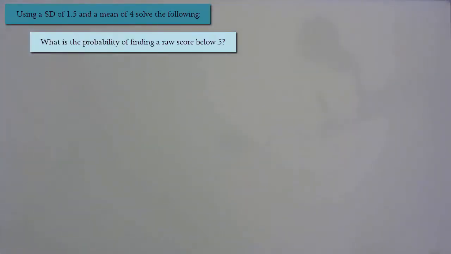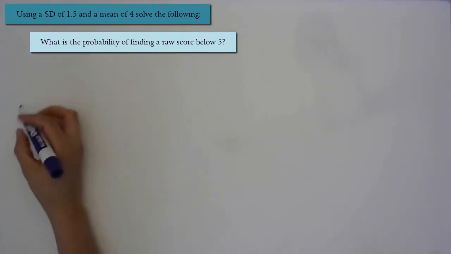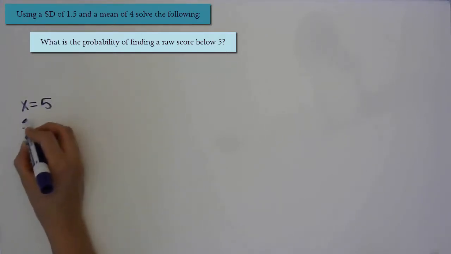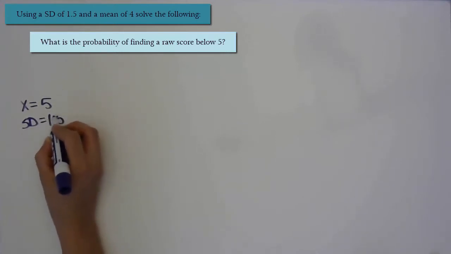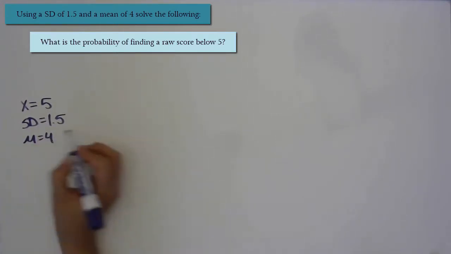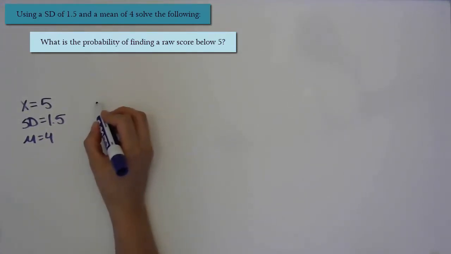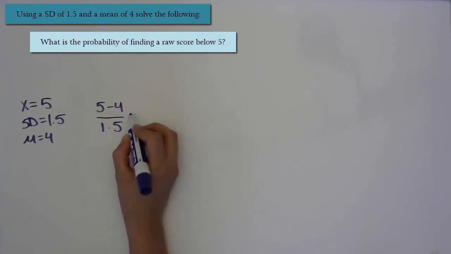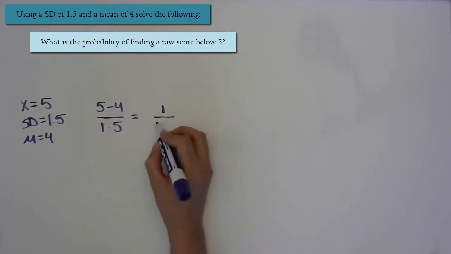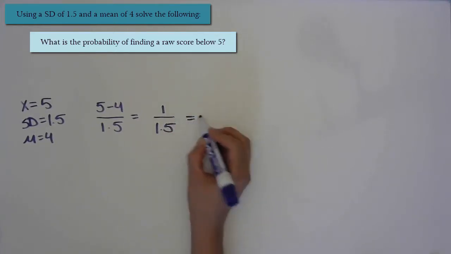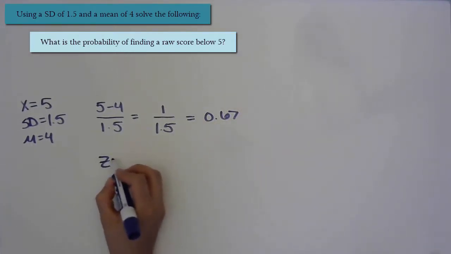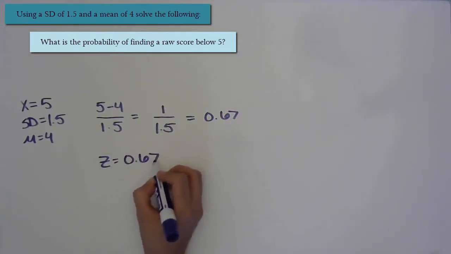Okay, next, what is the probability of finding a raw score below 5? Okay, so our raw score is 5. Standard deviation is 1.5. The mean is 4. Okay, so we just plug in our values. So we have 5 minus 4 over 1.5 gives us 1 over 1.5. And then when we divide that out, that will give us 0.67. So our z-score is 0.67. Okay?